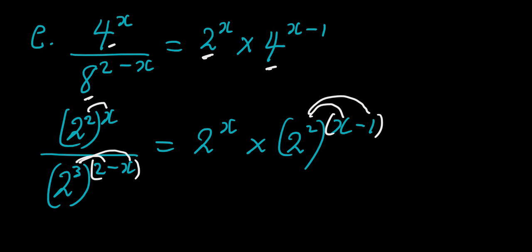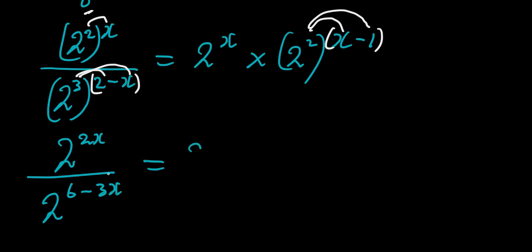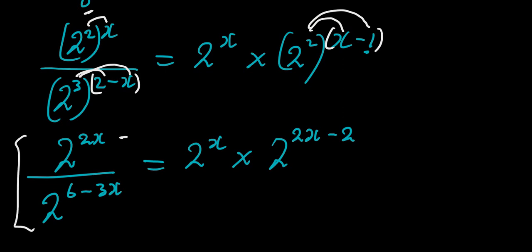So when you do that, this equation becomes 2 exponent 2 times x is 2x, over 2 exponent 3 times 2, which is 6, and 3 times -x gives you -3x. This will be equal to 2 exponent x times 2. So 2 times x gives you 2x, and 2 times -1 gives you -2.